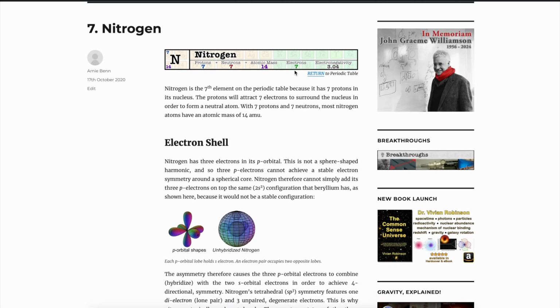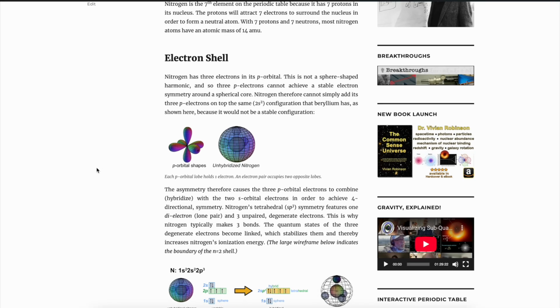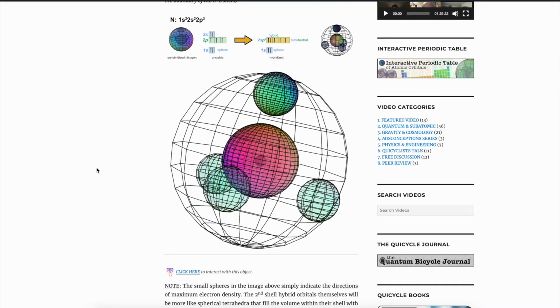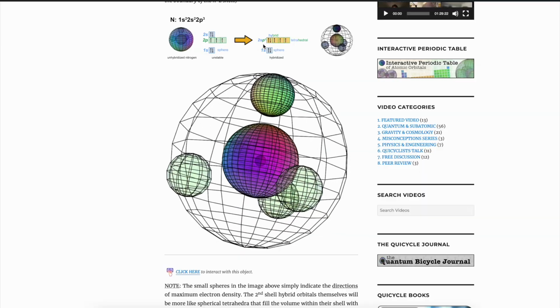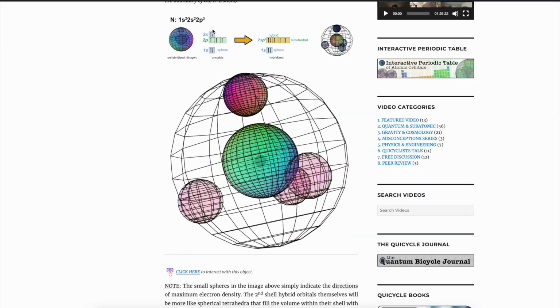7 protons, 7 electrons, and 7 neutrons gives it a mass of 14. Nitrogen has 3 electrons in the p orbital, again highlighting its asymmetry, which will cause nitrogen also to hybridize. Now, it's interesting, nitrogen will hybridize into 4 directions like carbon did, even though it has 5 electrons.